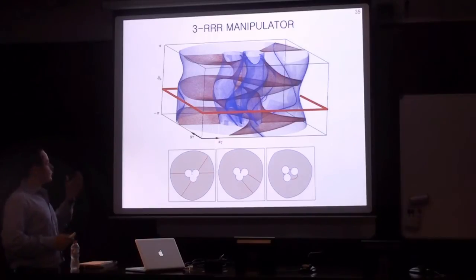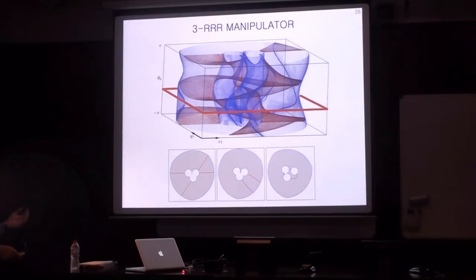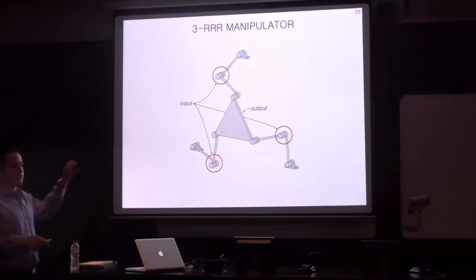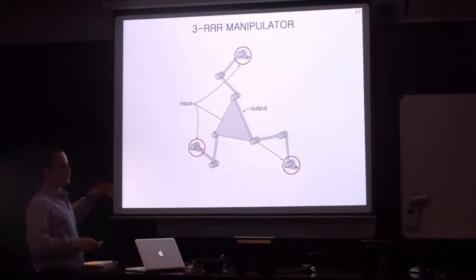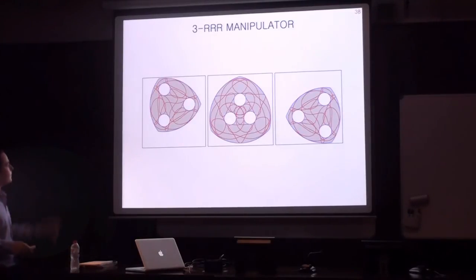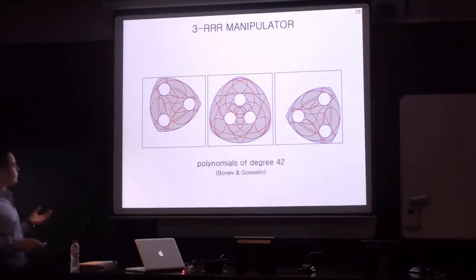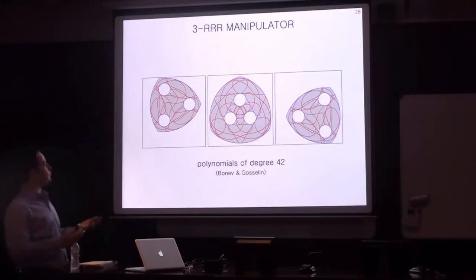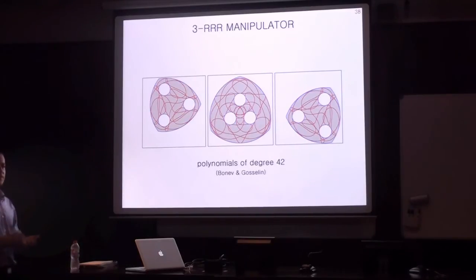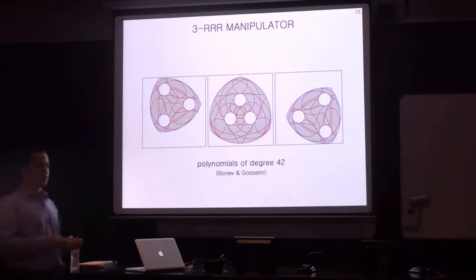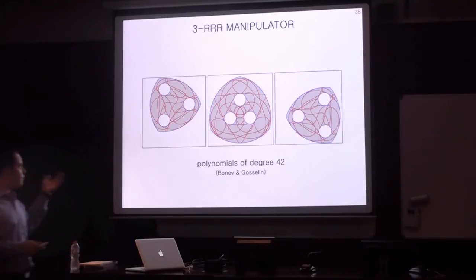But it is not always this simple, because if we just change the actuators from the intermediate joints to the joints on the base, those slices now look like this. Here, the forward singularities in red are implicitly defined by polynomials of degree 42. So you can see that this is quite more complex than the previous slices that contained only conic curves. But our method can compute them as easily as before.